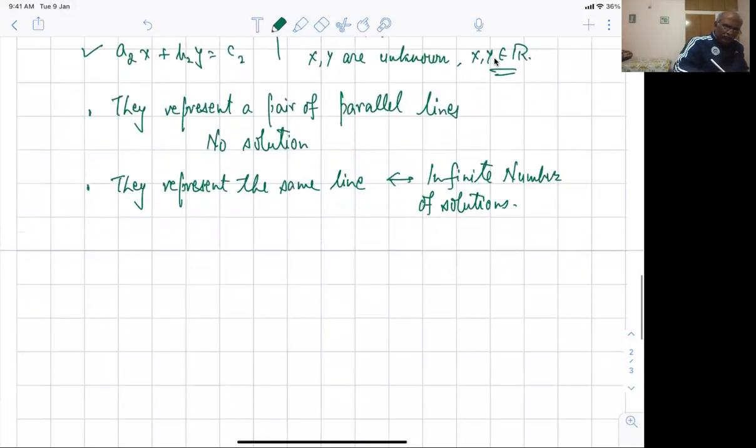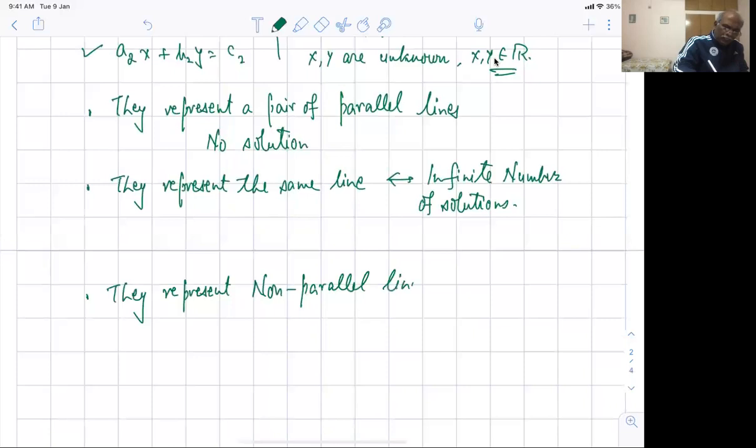And the third is they represent non-parallel lines. And then here there will be a unique solution. Unique solution. All right. So let's look at the different cases and then try to build up the idea. All right, so this is the idea that we had learned.